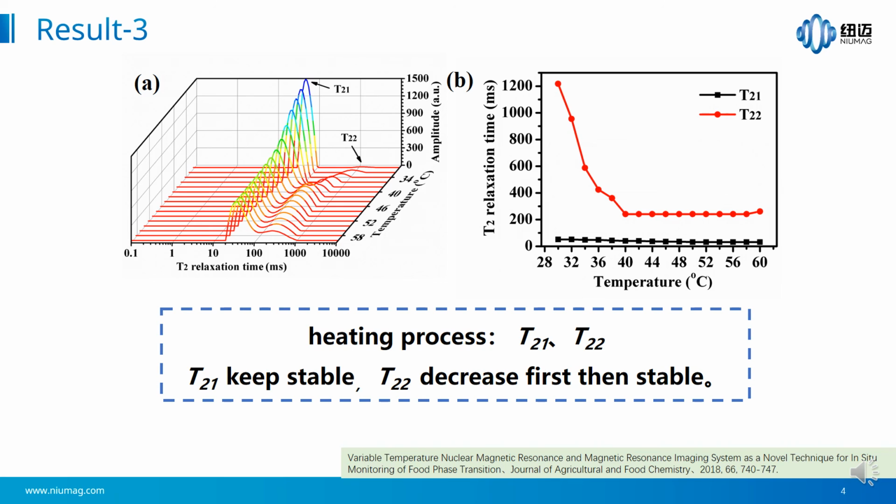T22, the free water, was free water at the beginning. When the temperature rises, part of it evaporates, and the remaining part becomes bound water. No matter how high the temperature rises, it is difficult to evaporate. The bound water T2 remains unchanged. So the temperature point of salmon protein denaturation is around 40 degrees.